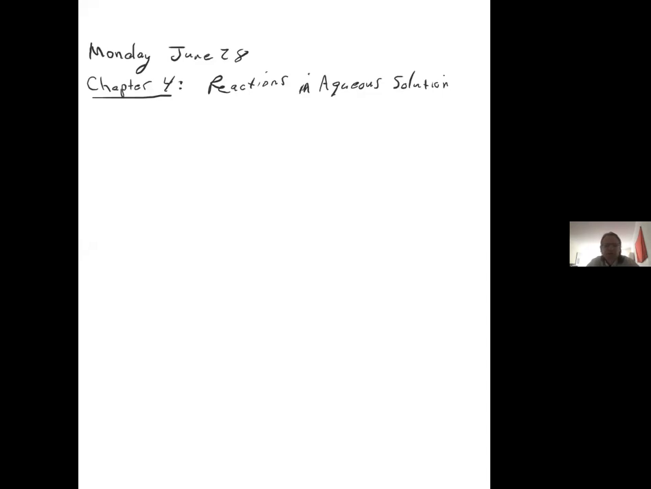Today, we're going to start with chapter 4, which is reactions in aqueous solution. There are, I would say, four primary topics in this chapter. The first is what we call precipitation reactions. The second one is acid-base reactions. The third one is redox reactions. And then the last thing is some calculations using molarity. So let's start off today by talking about the precipitation reactions.